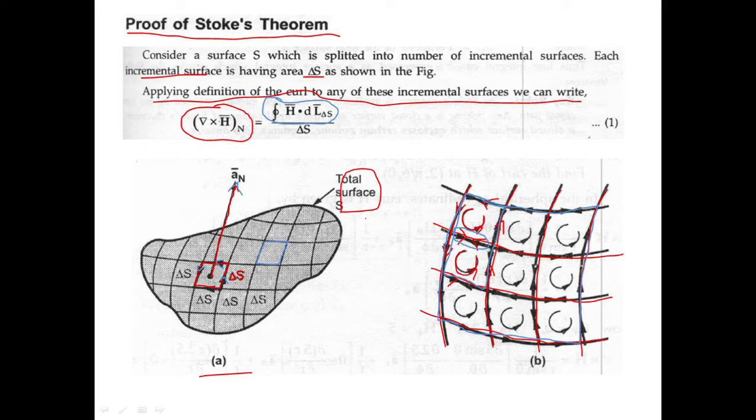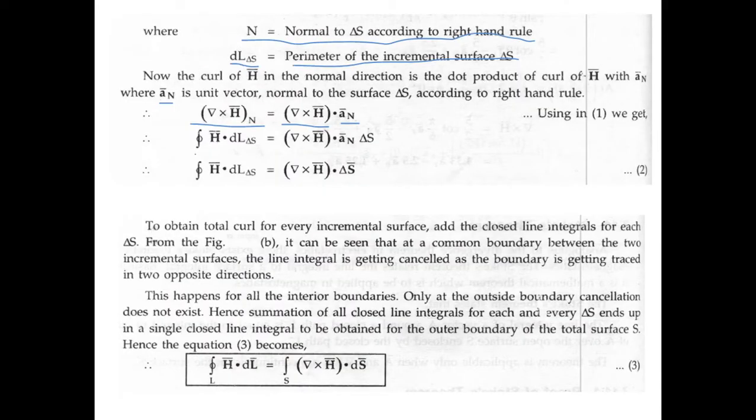Now I'm applying that formula here, so this will be divided by delta s. In the next step, I'm taking this delta s, so it will not be here. I'm writing it directly: the closed integral of h vector dot dl is equal to curl of h vector dot an into delta s. This is after applying the definition of curl.